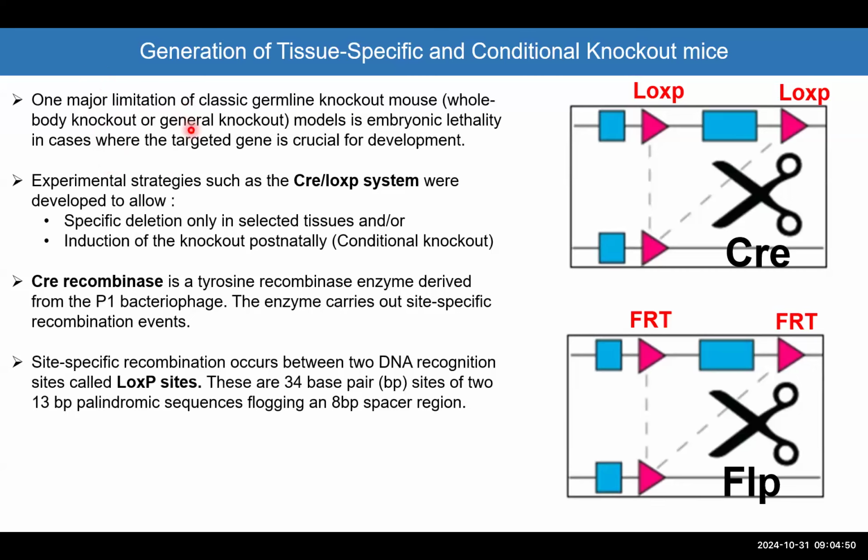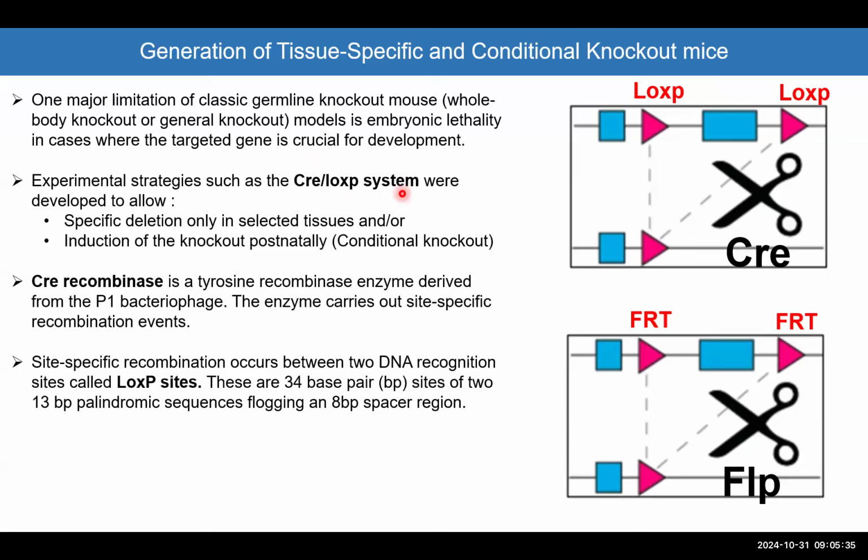So as I said, one of the major limitations of whole body knockout animals is probably embryonic lethality. And the other thing is that we can't control when we want to knock out this gene. Imagine, for example, you are studying an aging-related gene. So you want to knock out this gene with age only, not in the embryonic stage. The conditional knockout will allow you to do that. So experimentally, there are multiple systems that are described. I'm not going to go into details on all the systems that are being used to generate conditional knockout animals. We will focus on the Cre-lox system.